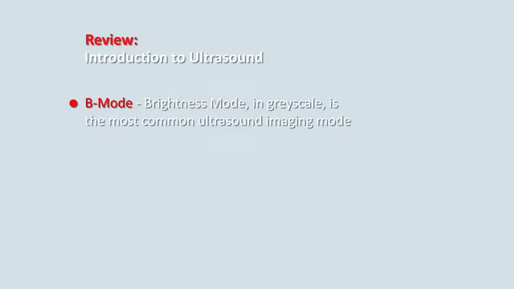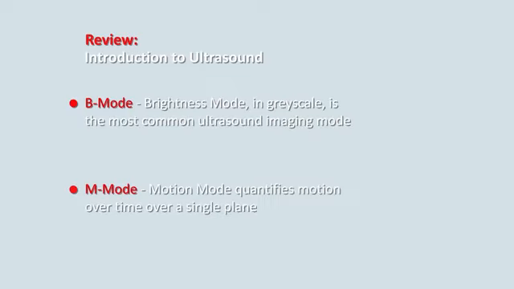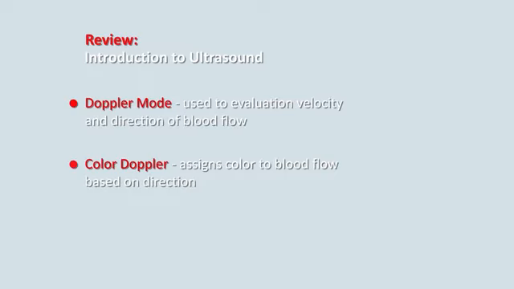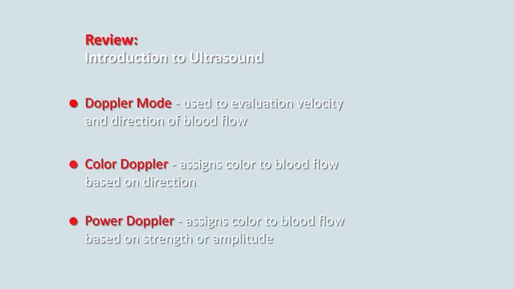Various imaging modes were discussed. B mode, or brightness mode, is the most common ultrasound imaging mode. M mode, or motion mode, quantifies motion over time. Doppler mode is used to evaluate velocity of blood flow. Color Doppler assigns color to blood flow based on the flow direction toward or away from the transducer. Power Doppler assigns a color to blood flow based on the strength or amplitude of the returning signal.